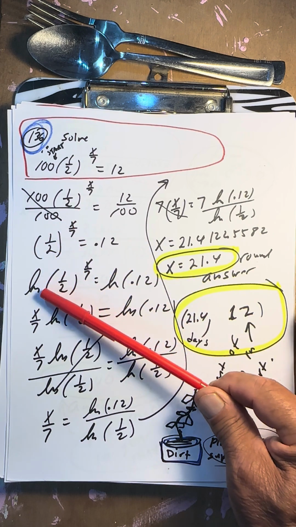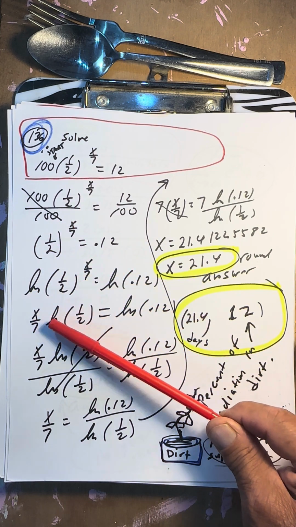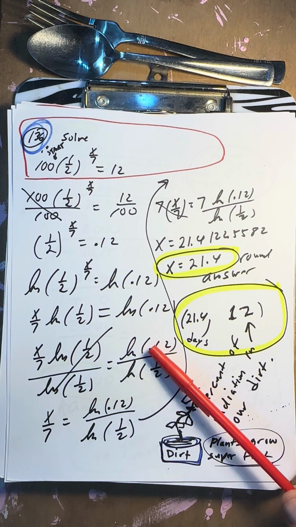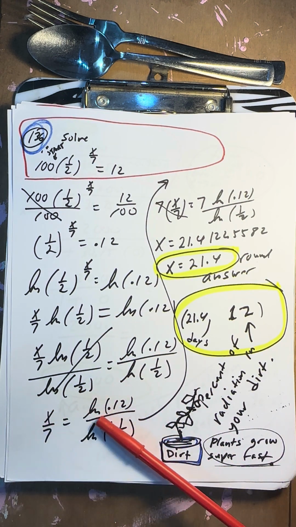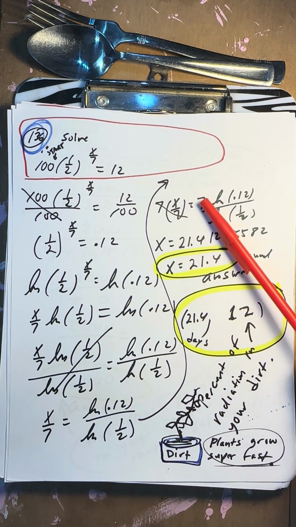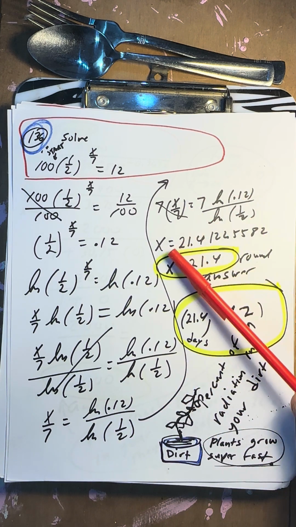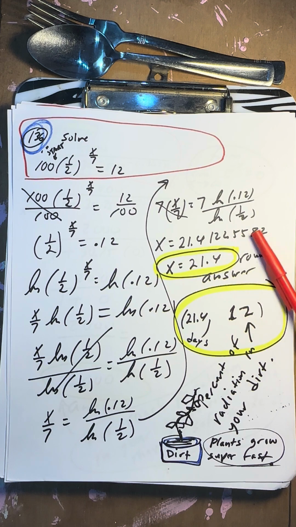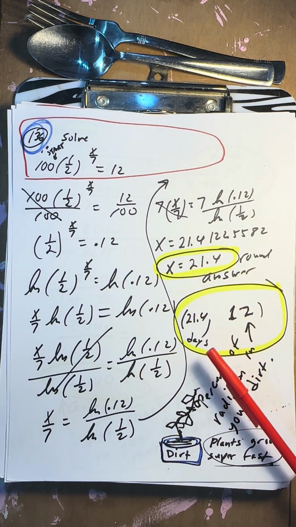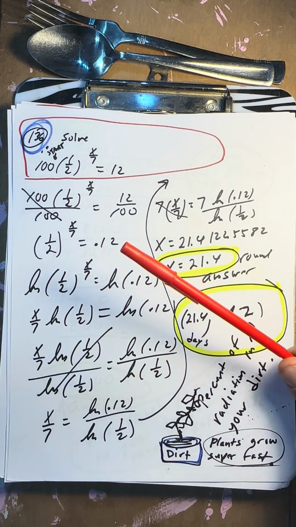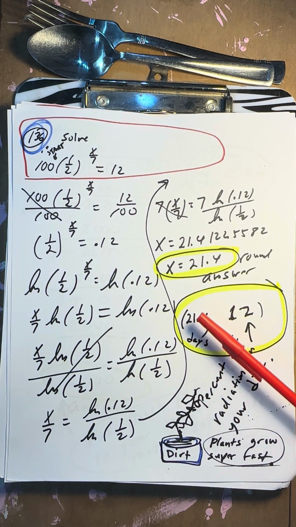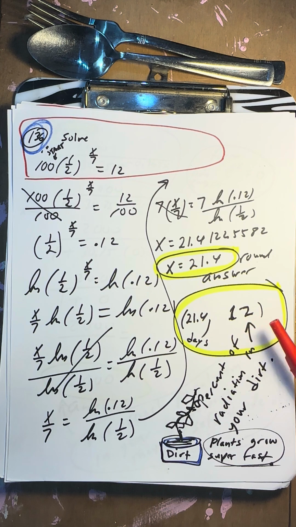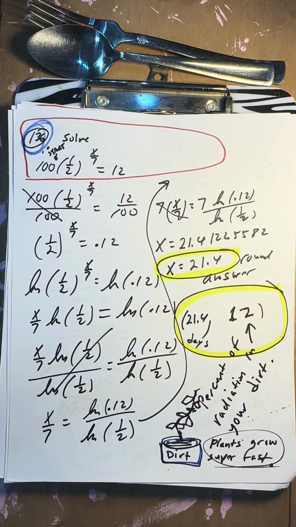ln both sides, this goes to the front, ln of half divided by ln of half, so you have x over 7 equals this. Now multiply by 7, so I'm going to have 7 ln of 0.12 divided by ln of half. So x equals 21.4. So in 21.4 days, if you had 100% of this radiation in your dirt, it's now down to 12% in your dirt, which is good. Now you can plant your plants and they'll grow really fast.